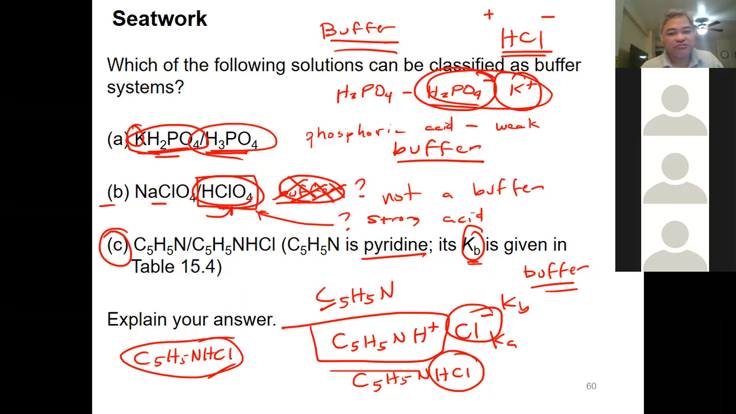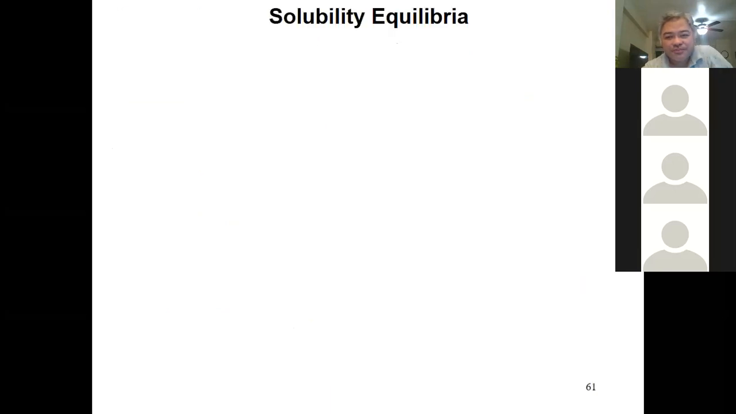So the last part that we have here for today is solubility equilibrium. And then we'll finish the metal ion topic next week. So in the solubility equilibrium, what are we looking for? We're looking at materials that have limited solubility. Like silver chloride.